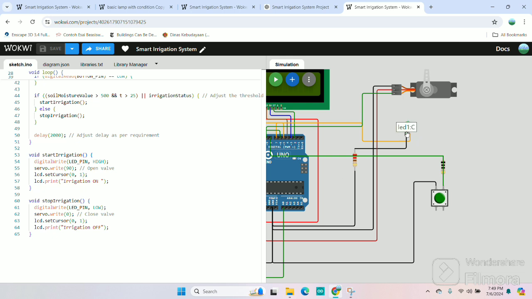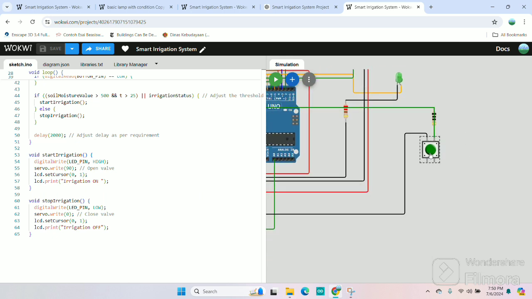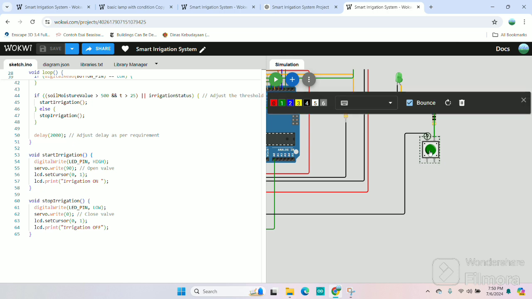And then I also have this LED as an indicator light. When the system is active, the LED is on, and when the system is inactive, the LED is off. And then I also have this push button to manually water the plant by just clicking and releasing this button.